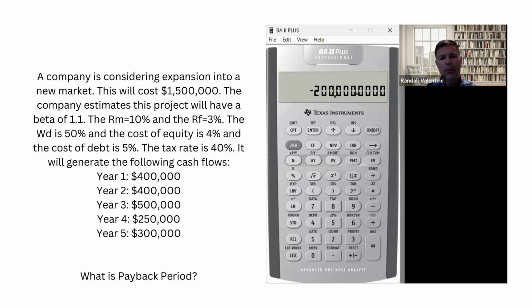So in year 4, we get cash flows of 250,000. We only owe 200,000. So we know that that payback period lies sometime between year 3 and year 4, because that's our remainder. So all we have to do is take this 200,000 and divide it by the year 4 cash flows, 250,000, and it gives us 0.8. So our answer is the payback period is 3.8 years. And that is the answer to the problem.